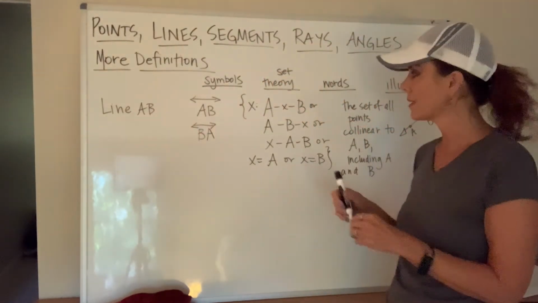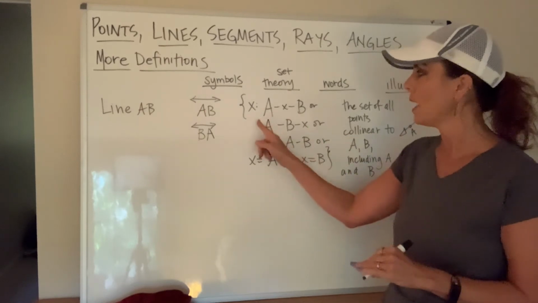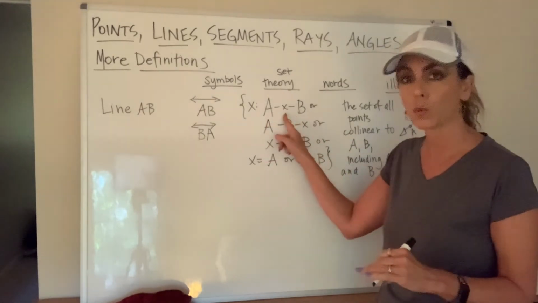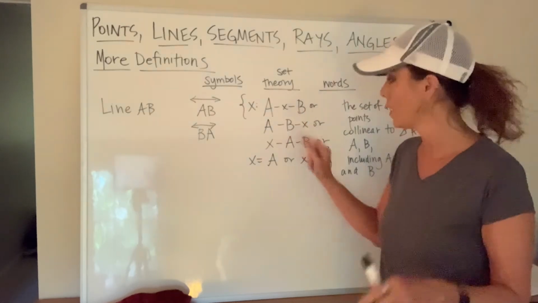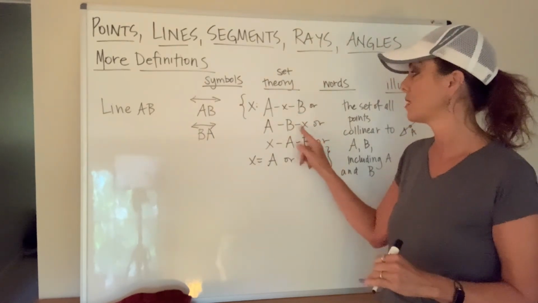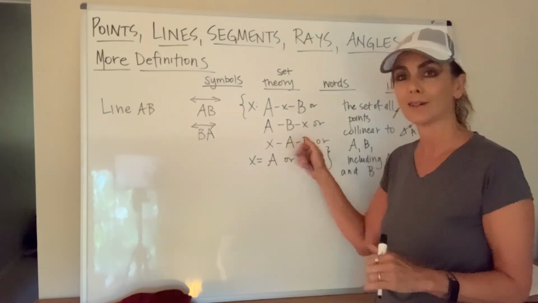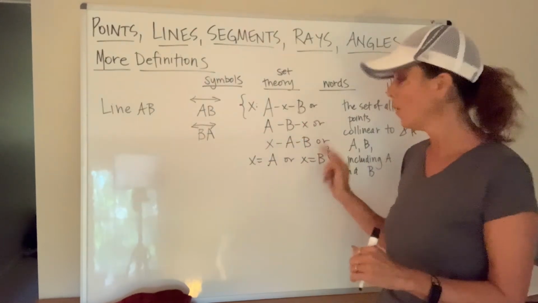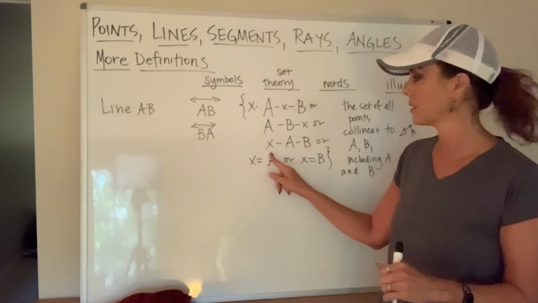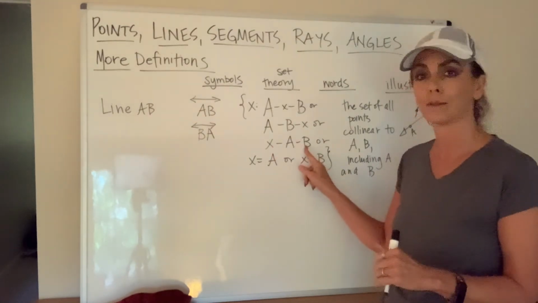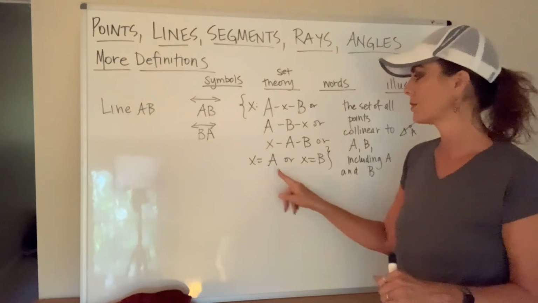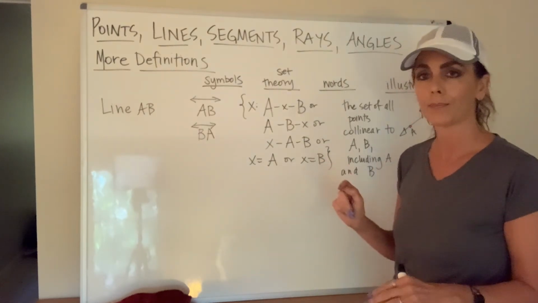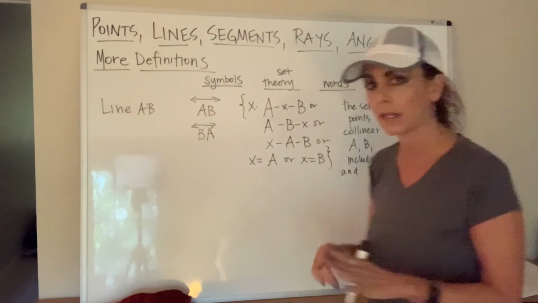All right, in set theory, this is going to be all x's such that x is between A and B, or all the x's such that B is between A and X, so on the other side of B, or all the x's such that A is between X and B, so all the x's on the other side of A, or X is equal to A, or X is equal to B. Okay, so that's what it looks like in set theory.